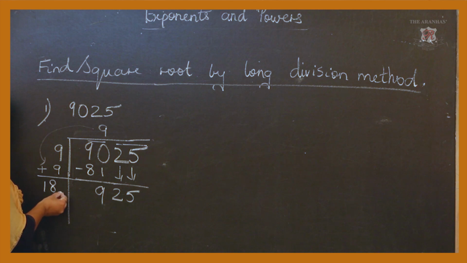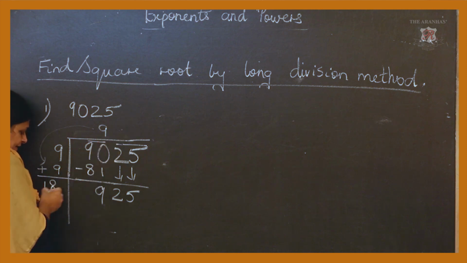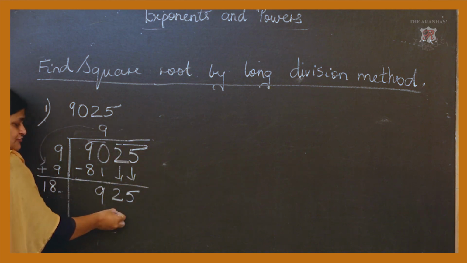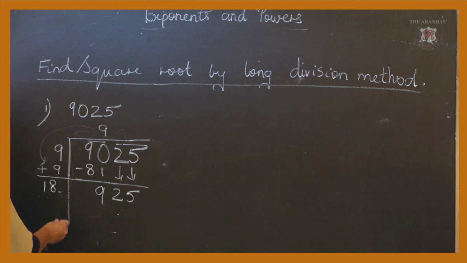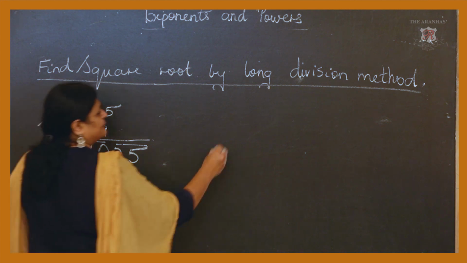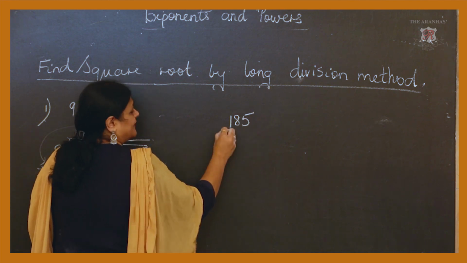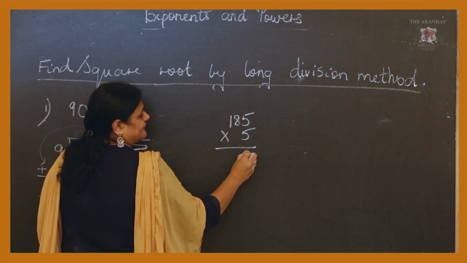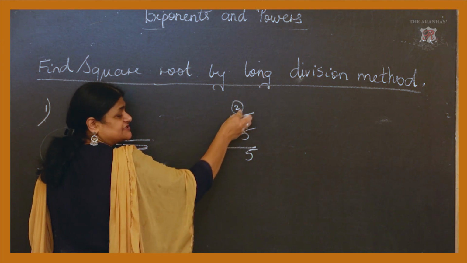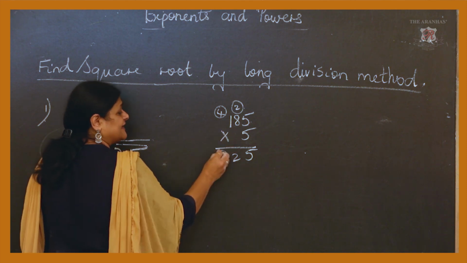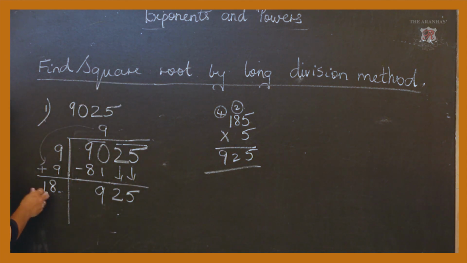which gives you 925. Now you are going to take one number over here, and this whole number multiplied by the same number should give you 925. Suppose I am taking 185, 18 and 5. 5 5s are 25, 8 5s are 40 plus 2, 42. 5 ones are 5 plus 4, 9. See, you are getting 925. That means the number which I will be taking is 5.